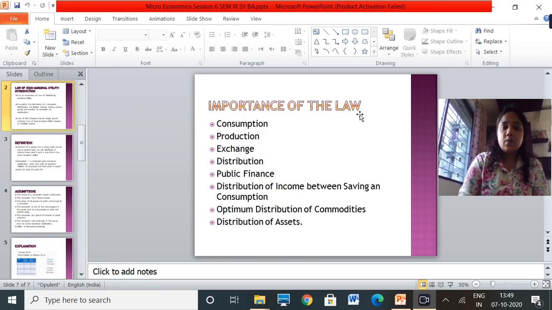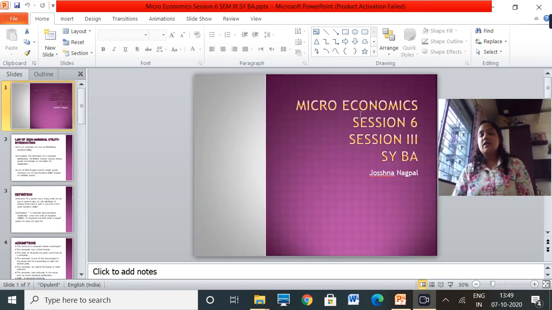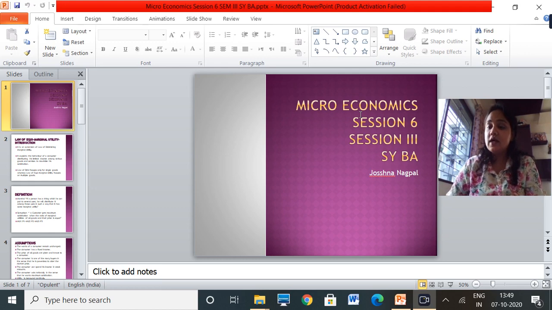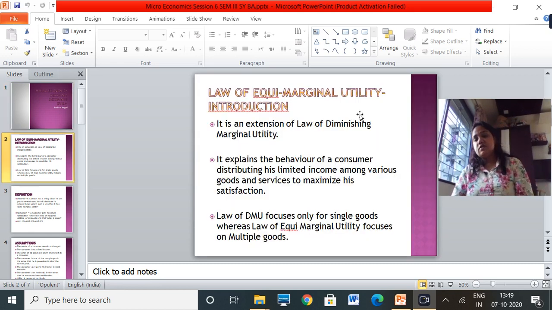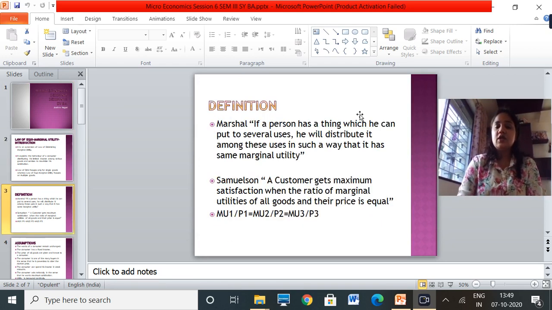Let me just give you a quick recap of what we studied. We studied the extension of the law of DMU. The extension of the law of DMU is called the law of equimarginal utility. It is also called the law of maximum satisfaction. It is also Gossen's second law. Gossen is one of the economists who has given several laws. His second law is the law of equimarginal utility. There are different definitions which are given to you.